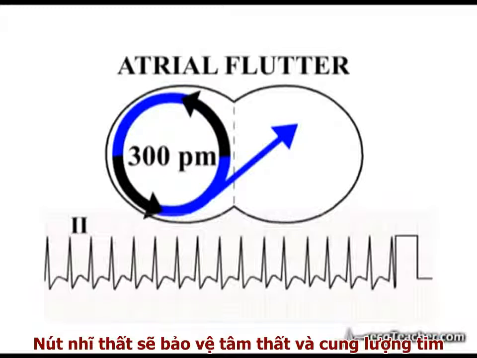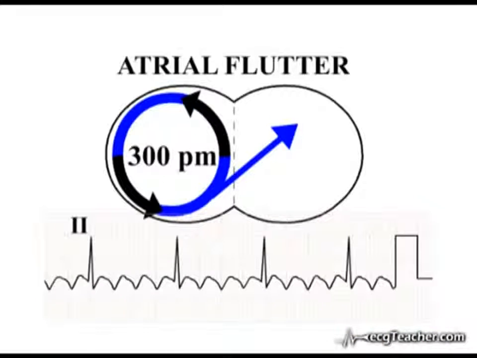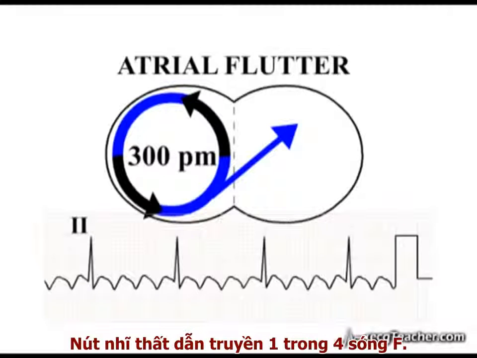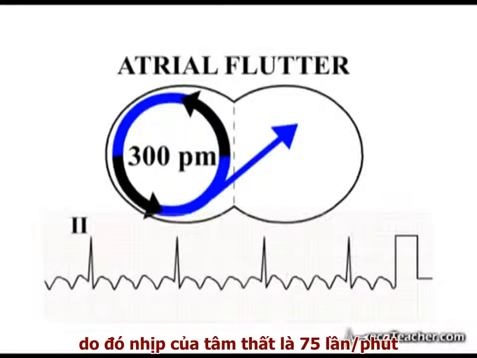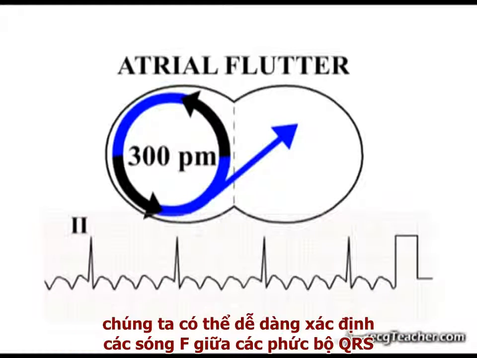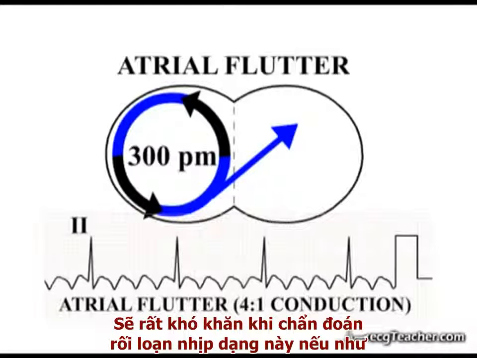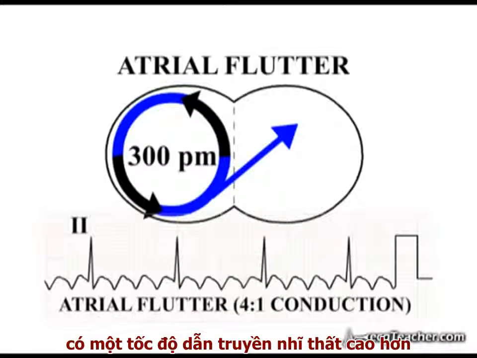The AV node protects the ventricles and cardiac output by selectively blocking transmission of a proportion of flutter waves. In the example shown here, the AV node is conducting 1 in every 4 flutter waves, giving a ventricular rate of 75 beats per minute. Note how easy it is to make the diagnosis in this case. With this low level of conduction, we can easily identify the flutter waves between episodes of ventricular activity. This is atrial flutter with 4:1 conduction. Real problems in diagnosing this arrhythmia arise when higher rates of AV conduction are present.